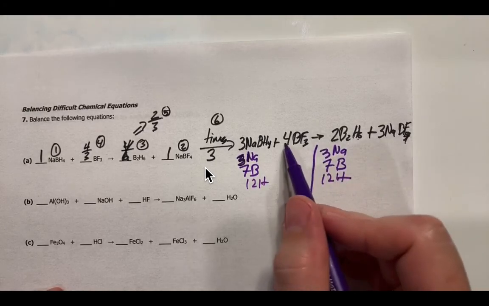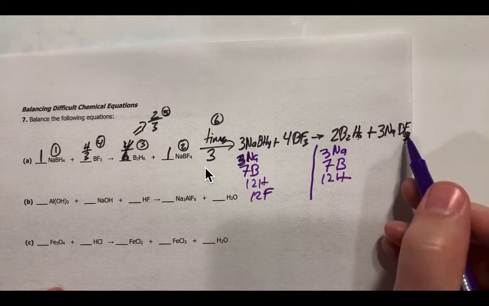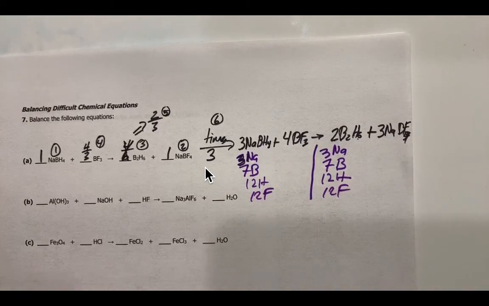And then at last I'm left with fluorine. 4 times 3 is 12 fluorines. 3 times 4 is 12 fluorines. So perfectly balanced.